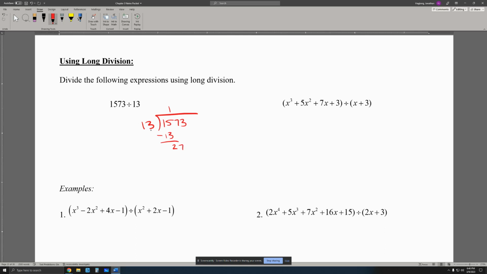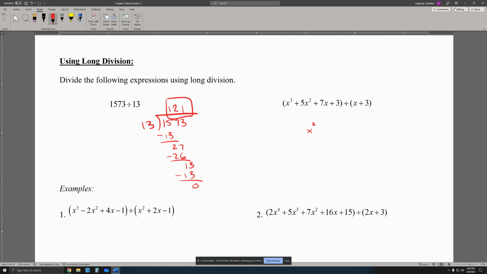Bring down the 7. How many times does 13 go into 27? 2 times. So we get 26, minus, 1. Bring down the 3. How many times does 13 go into 13? The answer is 1. Subtract 13, and we have a remainder of 0. Okay? Let's practice with this next one.